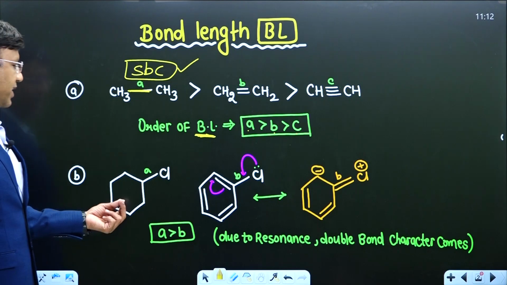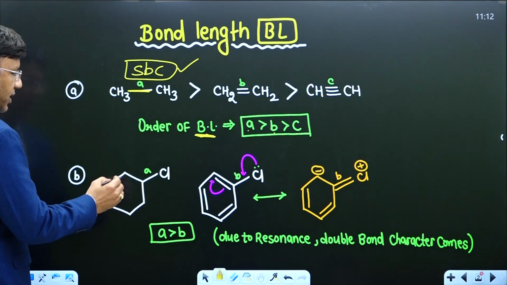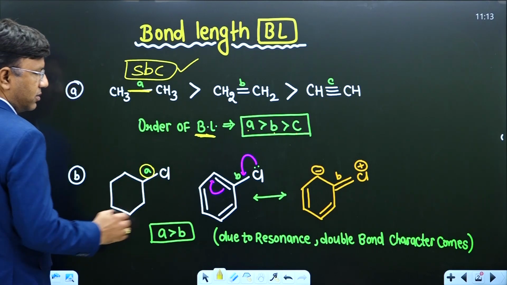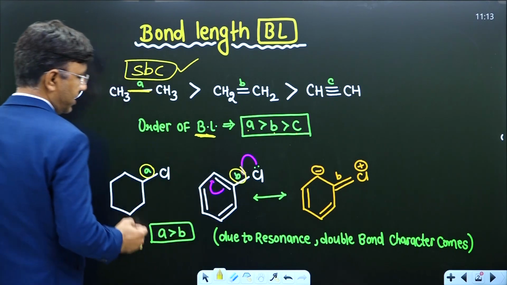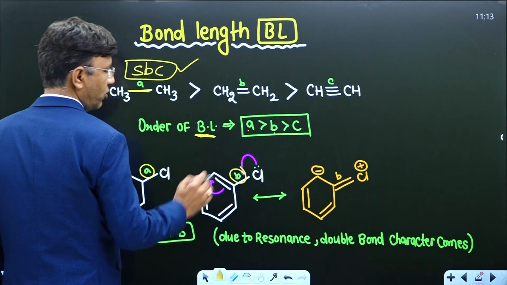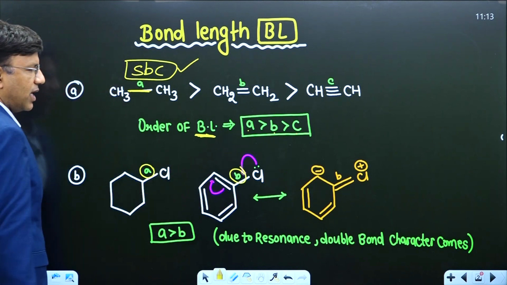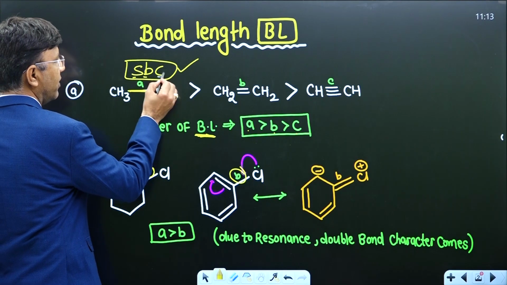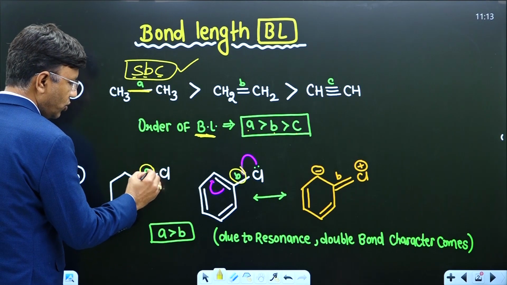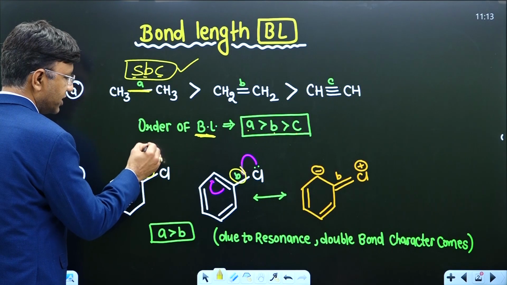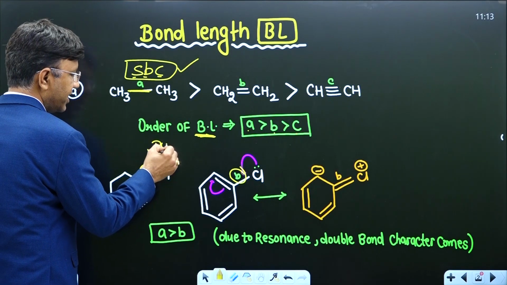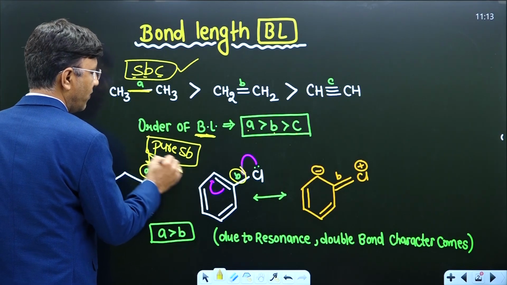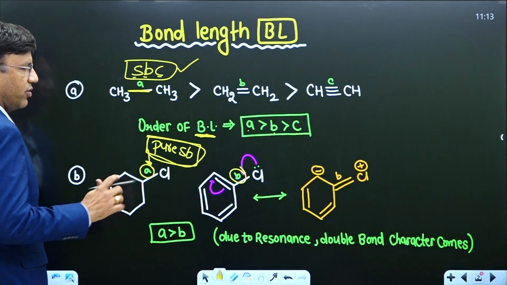Got it? Now let us take one more basic example. In this example, we have to compare bond length of carbon chlorine. This is also carbon chlorine. This is chlorocyclohexane and this is chlorobenzene. Now we have to compare carbon chlorine bond length. What is our approach? We should check single bond character. In this there is no resonance. Absence of resonance, and we can say that it is a pure single bond. What is the meaning of pure single bond? Pure single bond means no resonance.